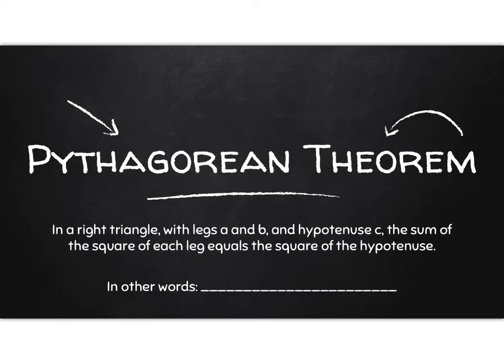The Pythagorean theorem says that in a right triangle with legs A and B and hypotenuse C, the sum of the square of each leg equals the square of the hypotenuse. In other words, A squared plus B squared equals C squared. This should be familiar from past years, but if not, that's okay.